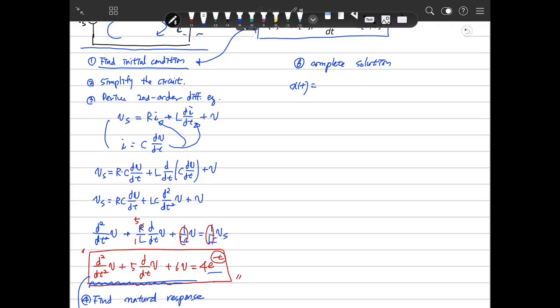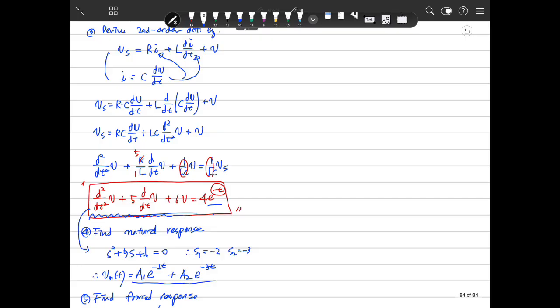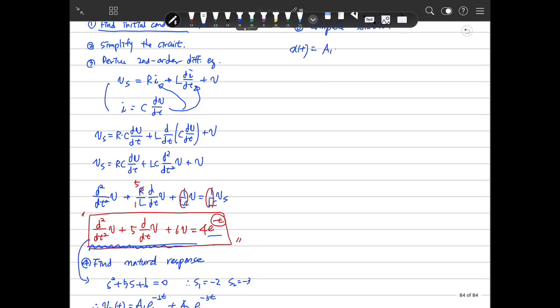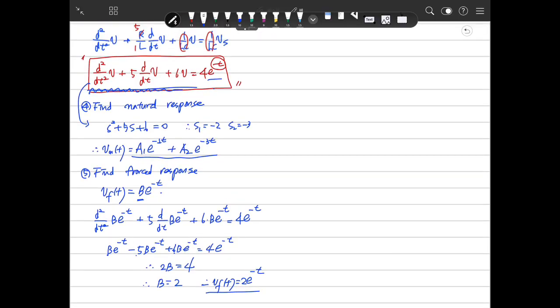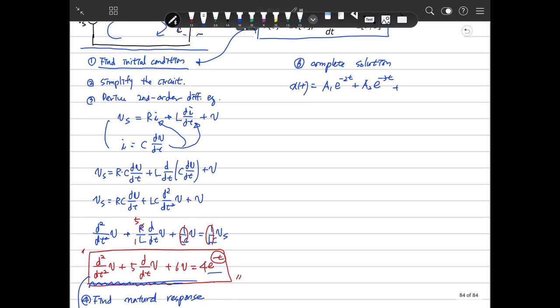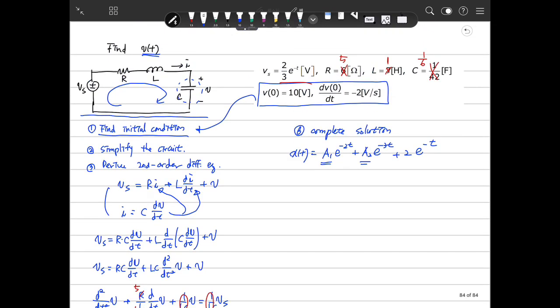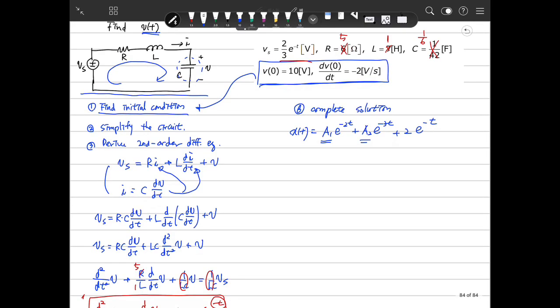V(t) is in this form here: A1 exponential minus 2t plus A2 exponential minus 3t, that's the natural response, plus 2 exponential minus t. Then to get A1 and A2, we use the initial conditions here. First, V(0) is A1 plus A2 plus 2, which should be 10.